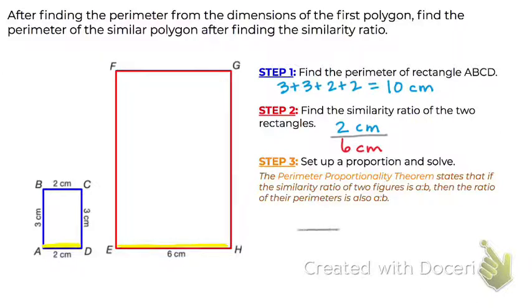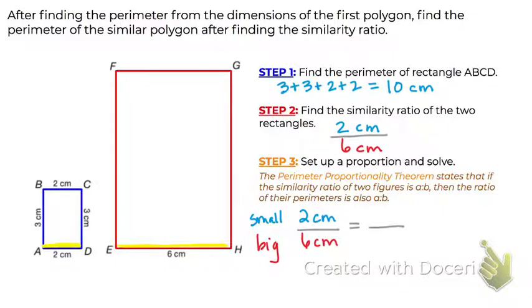So I'm going to start off with my similarity ratio. I'm using colors to make it real clear to myself that my numerator includes my small rectangle measurement and my denominator includes my bigger rectangle measurement. If you aren't using colors, I think it's good to just write small and big like this, because the biggest mistake people make in using proportions is putting things in the wrong spot.